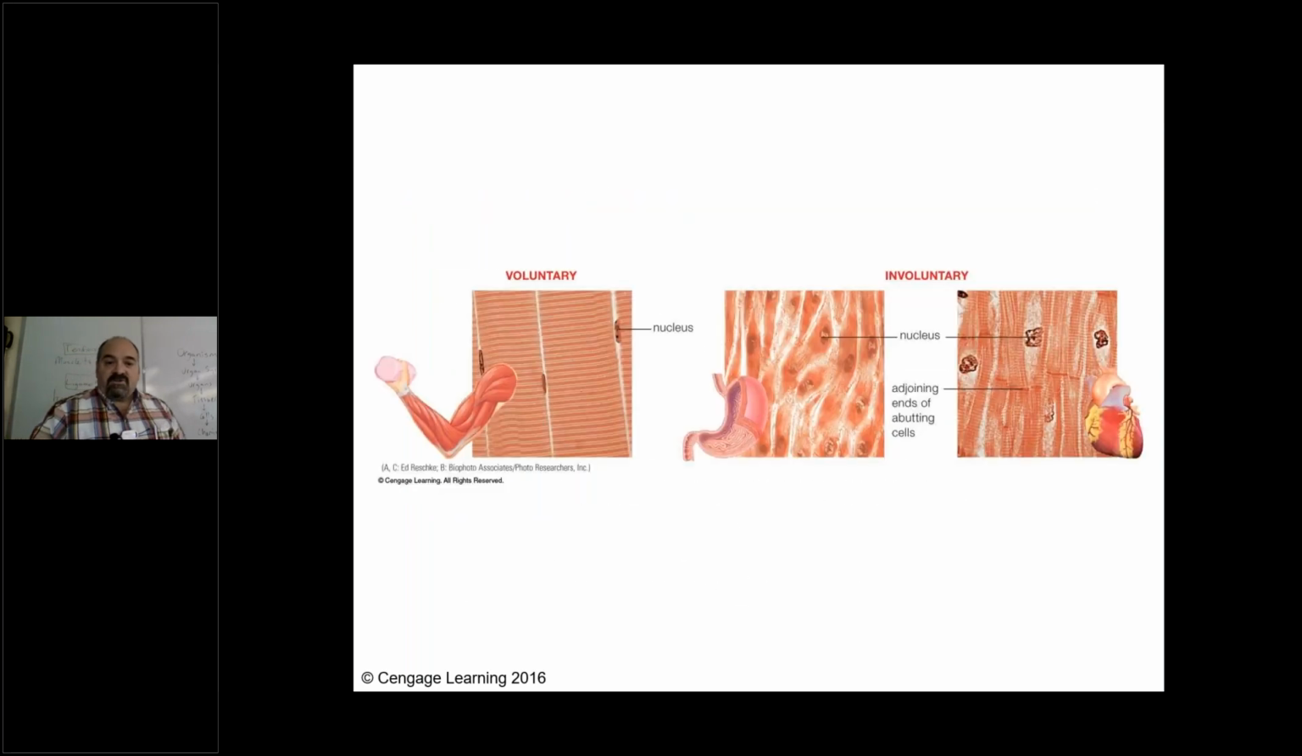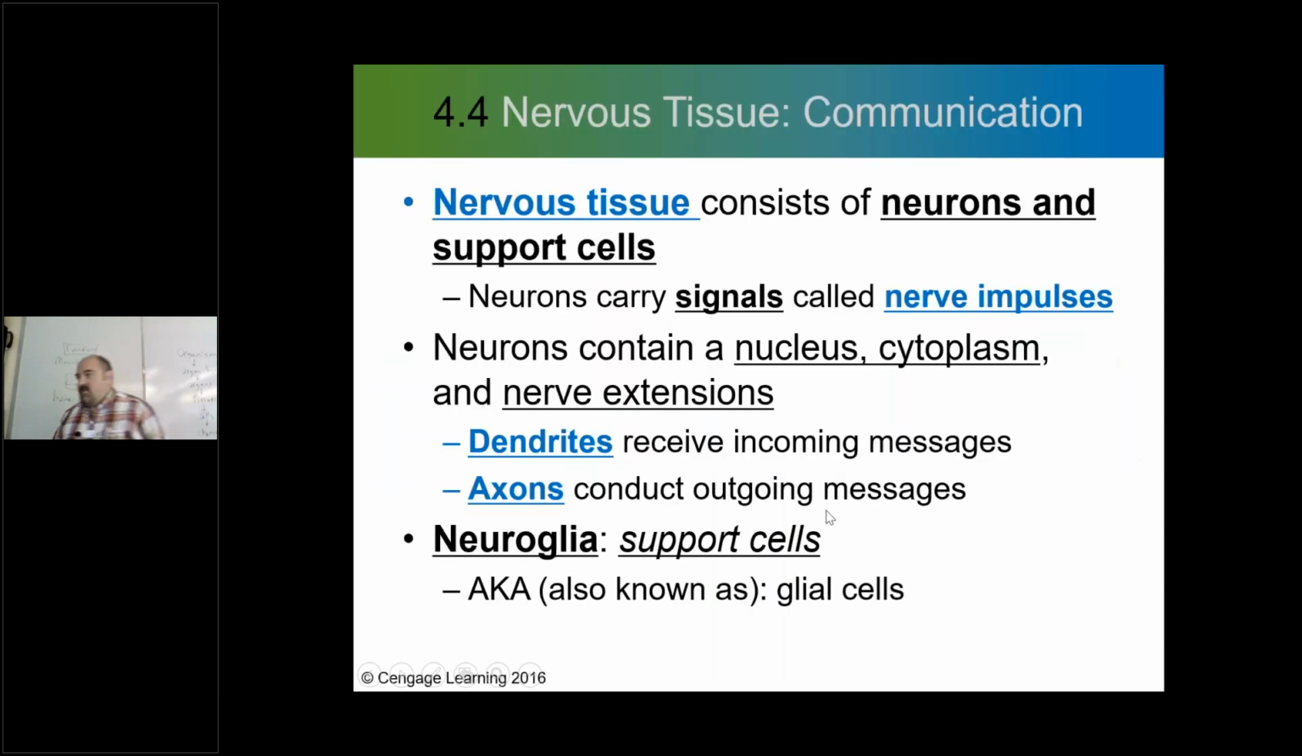Okay, so just looking at the histology here, you're seeing the striations right here for skeletal, right here for cardiac, but smooth muscle has no striations. All right, now we get into nervous tissue.